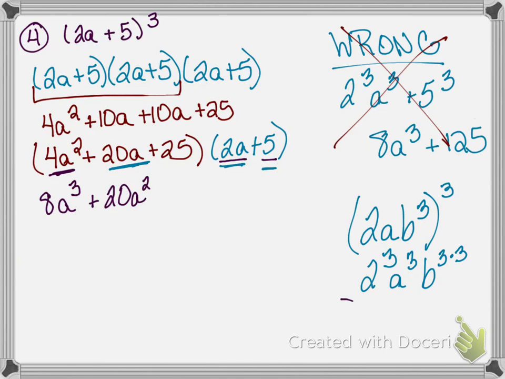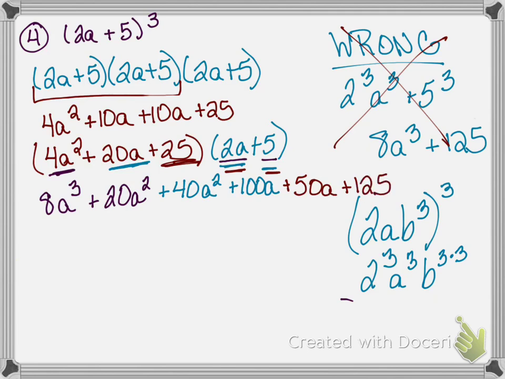20a times 2a is 40a squared. 20a times 5 is 100a. Okay, and we've got one more. I need to multiply this 25 times my 2a and my 5. So 25 times 2a is 50a. 25 times 5 is 125. Okay? Now, I'm not done because I've got like terms that I can combine.